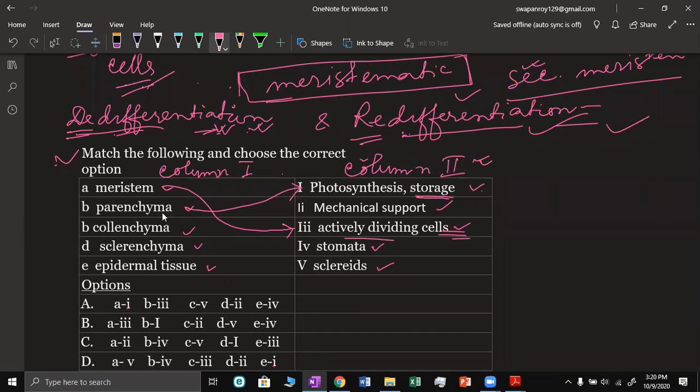When the parenchyma tissue is with chlorophyll, they carry out photosynthesis, that is the chlorenchyma. Chlorenchyma carry out photosynthesis, and also the other parenchyma carry out storage.